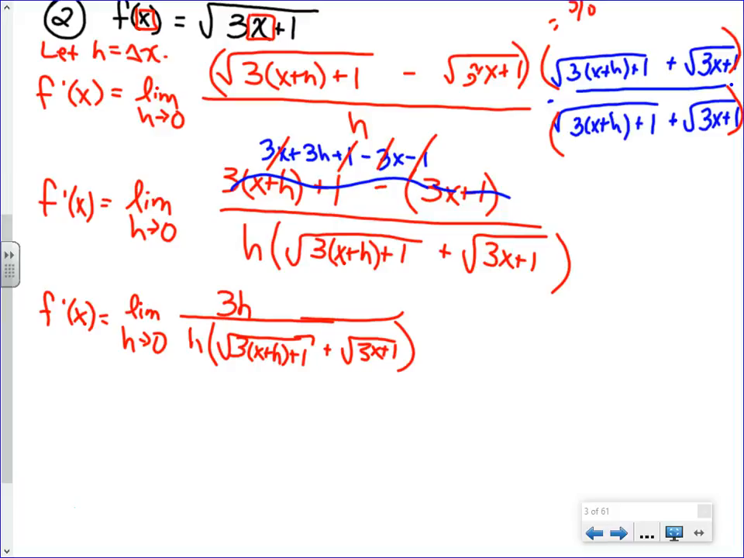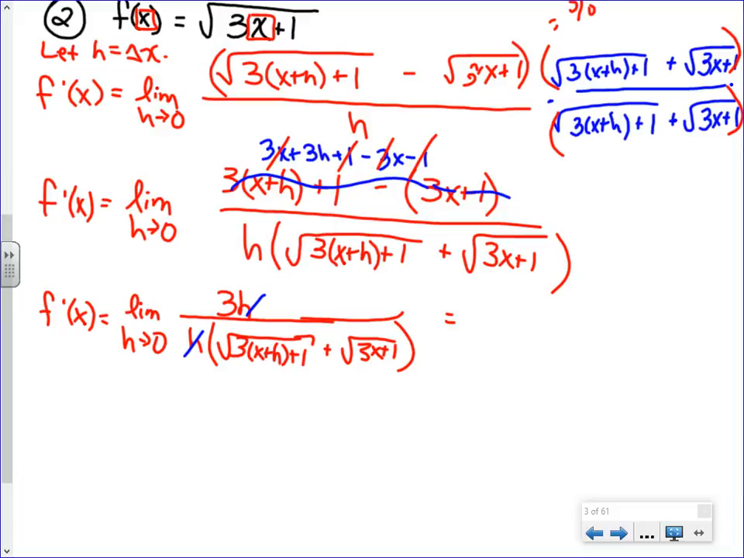So now as you look, I have an h up top, an h down bottom. It's not with addition or subtraction, it's with multiplication. Can I reduce? Yes. And then, we didn't stop writing the limit because we know better. How do we finish this problem? Plug it in. Plug in what? 0 for h, not for x. 0 only for h.